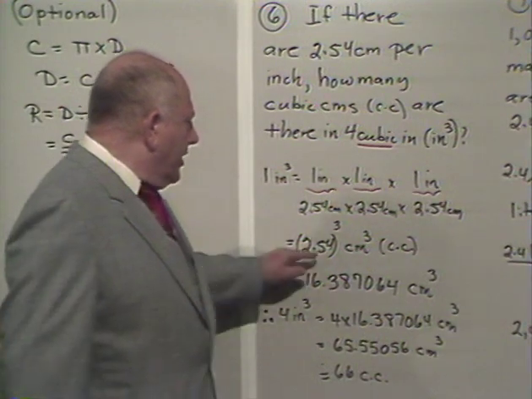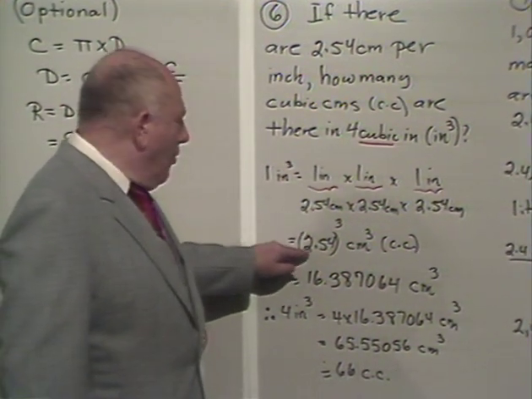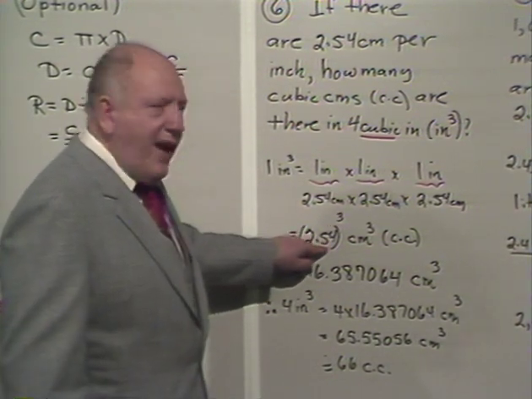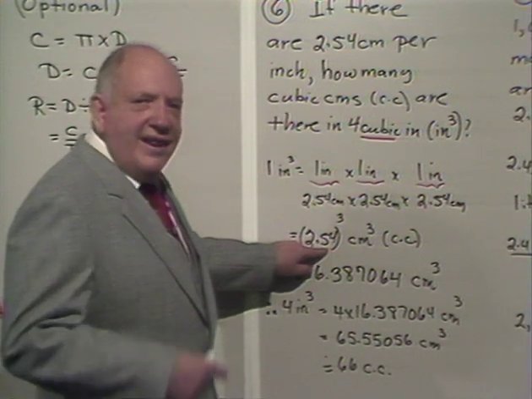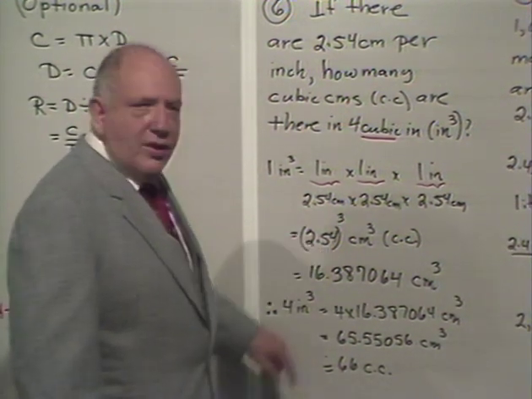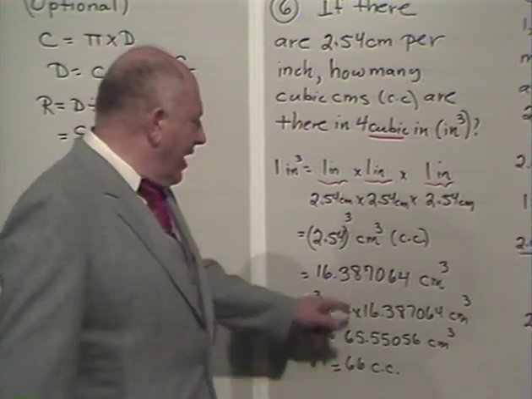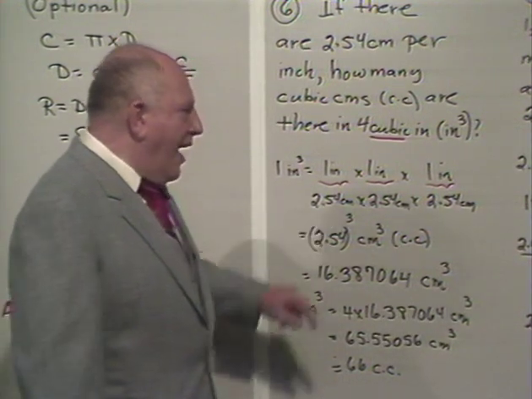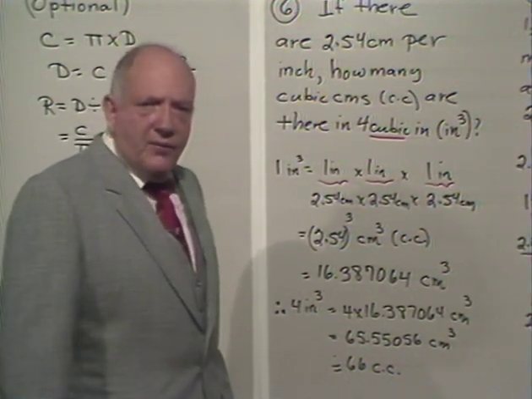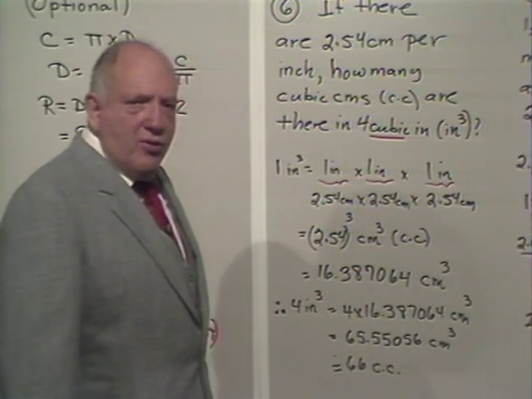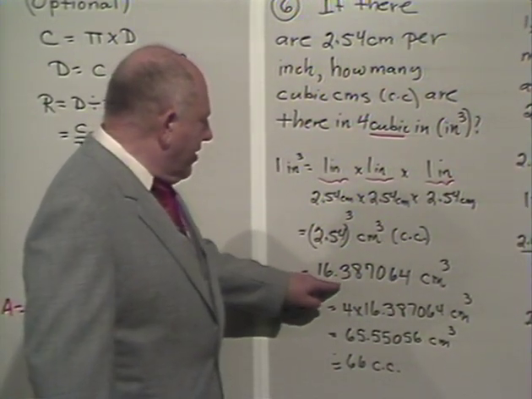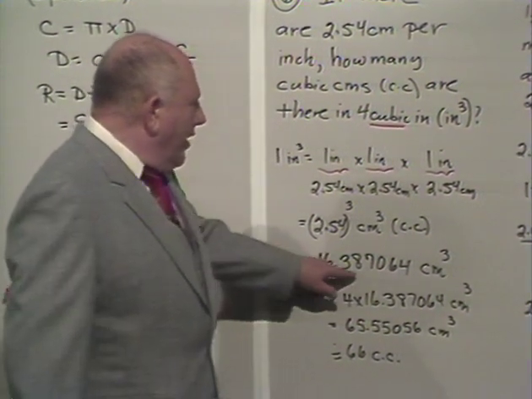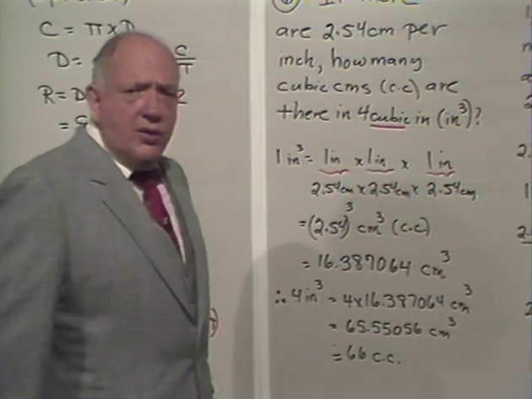16.387064. If your calculator doesn't have a y to the x key, what you do is you enter 2.54, hit the times sign, enter 2.54 again, hit the equal sign, then enter what? The times sign, enter 2.54 again, hit the equal sign, and you should get the same answer. Okay? Regardless of how you do it, 2.54 to the third power means 2.54 times 2.54 times 2.54, and the answer is what? This little messy 16.387064.